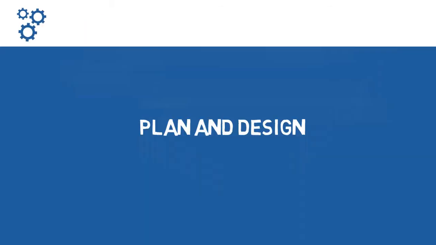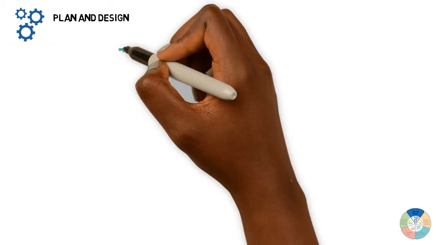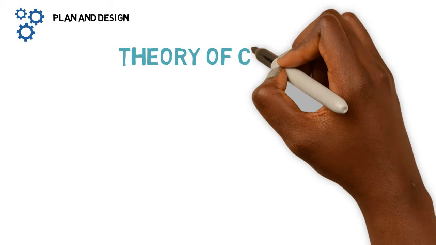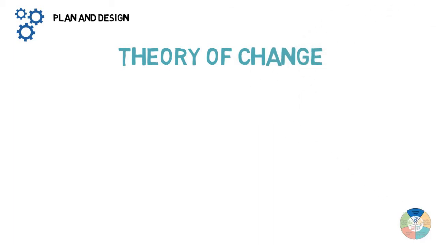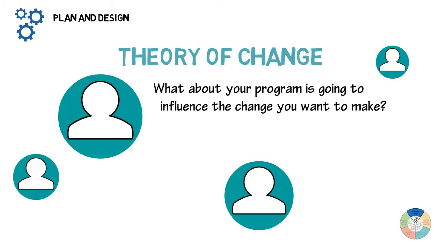Probably the most important thing you can do as you plan and design your evaluation is to be clear about what some people call your theory of change, or logic model. In other words, what is it about your program that is going to influence the change you want it to make? And who will be the people that are changed because of the program? These answers will drive most other decisions in your evaluation.